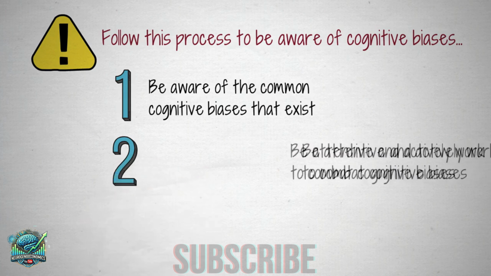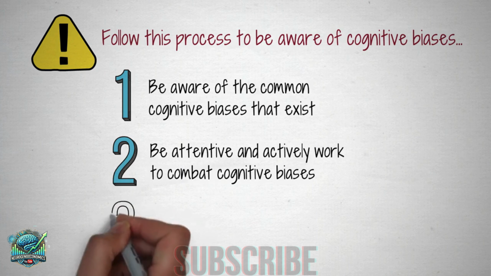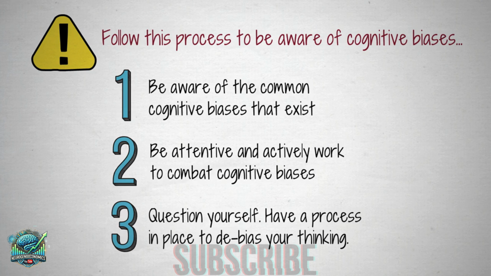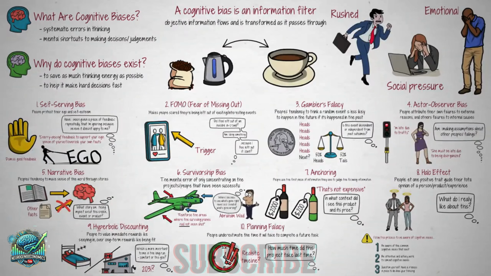Second, be attentive, pay attention, and actively work to combat cognitive biases in your decision-making process. Last, question yourself. The Ask Yourself considerations in this video are a good place to start, but make sure you have a process in place to de-bias your thinking when making decisions.